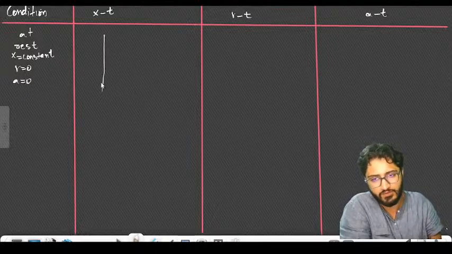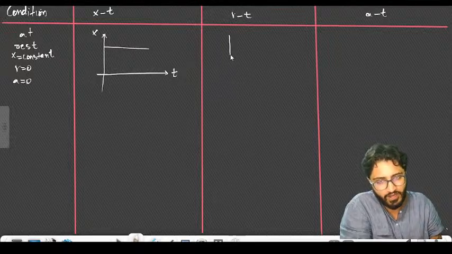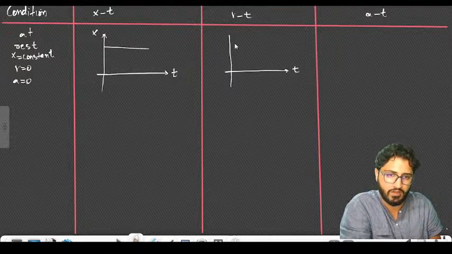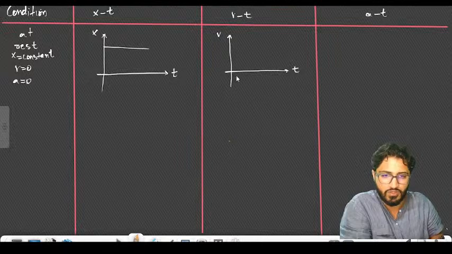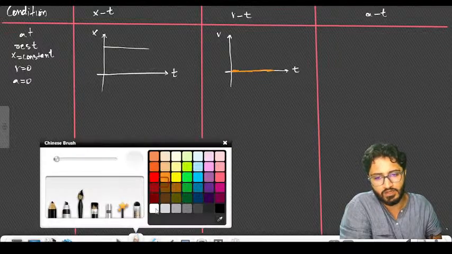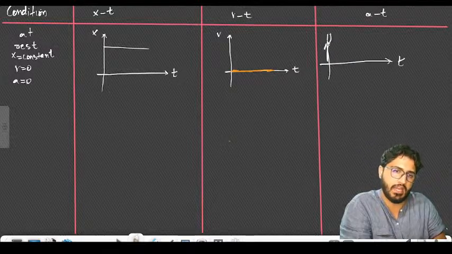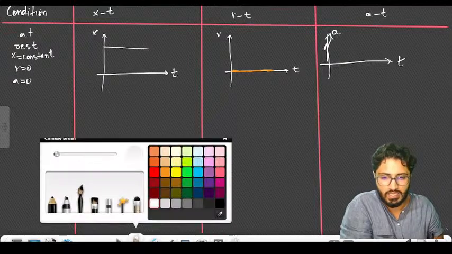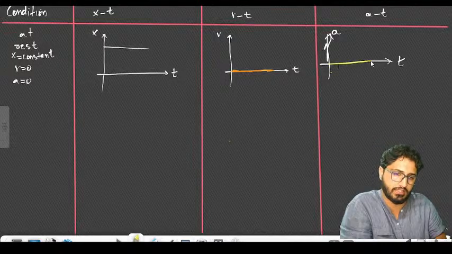Okay, make a graph. T, x graph will look like this. If we are doing VT graph, my v is 0. If my v is 0, so it will go like this, on this way, right? Third graph, AT graph. A is also 0, so A will look like this.